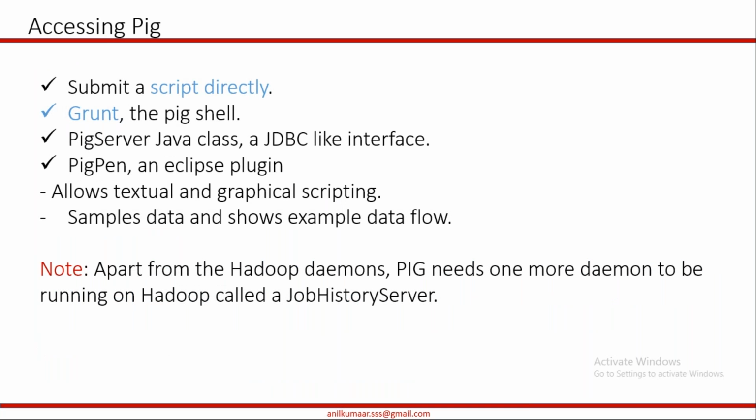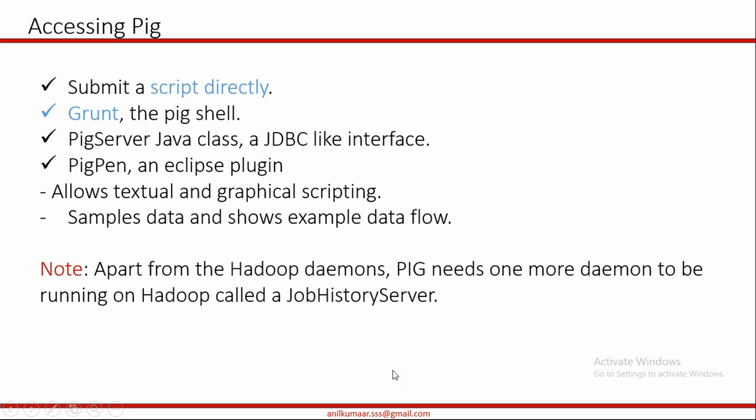Now coming to accessing Pig, how you can access it: you can submit a script directly, you can run the Pig script, or you can go with the Grunt shell. Or you can go with something Java related, like the PigServer Java class, a JDBC-like interface. Or if you want to use a plugin in Eclipse, there is a plugin available with the name PigPen, so you can incorporate that and write the scripts there also. But in our sessions, I will show you these two: how to run the scripts and how to work with the Grunt shell.